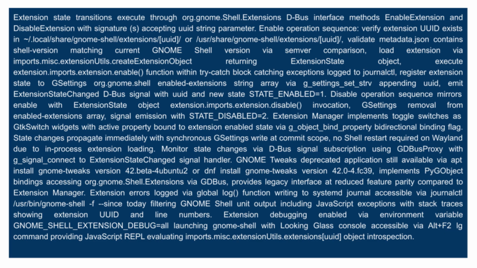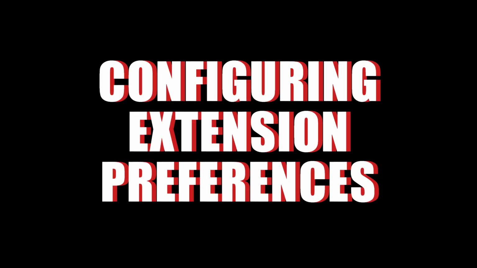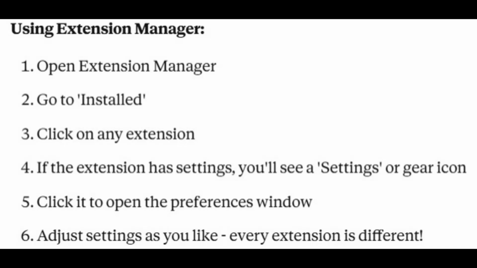And here's a quick tip. If an extension misbehaves or causes problems, immediately disable it. This is your first troubleshooting step. Many extensions come with customization options. Let's explore how to configure them. Let's start by using the Extension Manager. First, open Extension Manager, then go to Installed.